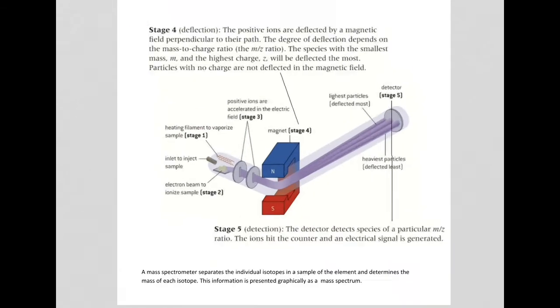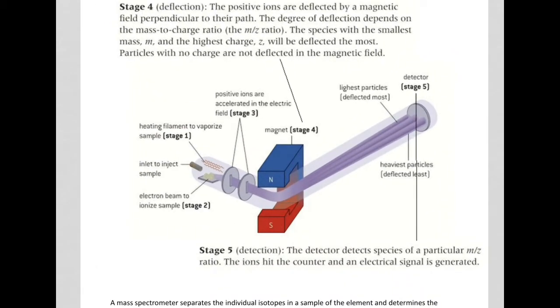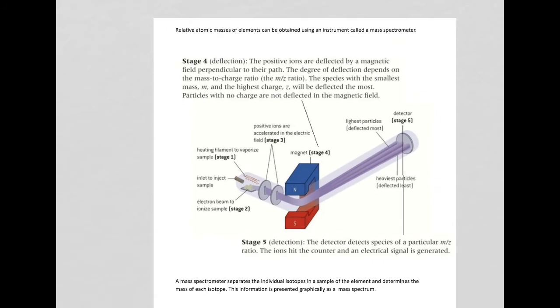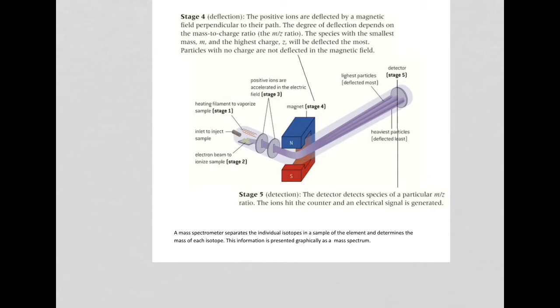So let's see how it works. You don't need to know the functioning of a mass spectrometer, but this is just for you to know what happens in it. We have a sample which is injected into the spectrometer. It's vaporized, so we have gas. Then the gas is ionized, so it turns into ions. Electrons hit the sample and knock electrons out, so we end up with positive ions, and then the positive ions are deflected by a magnetic field.